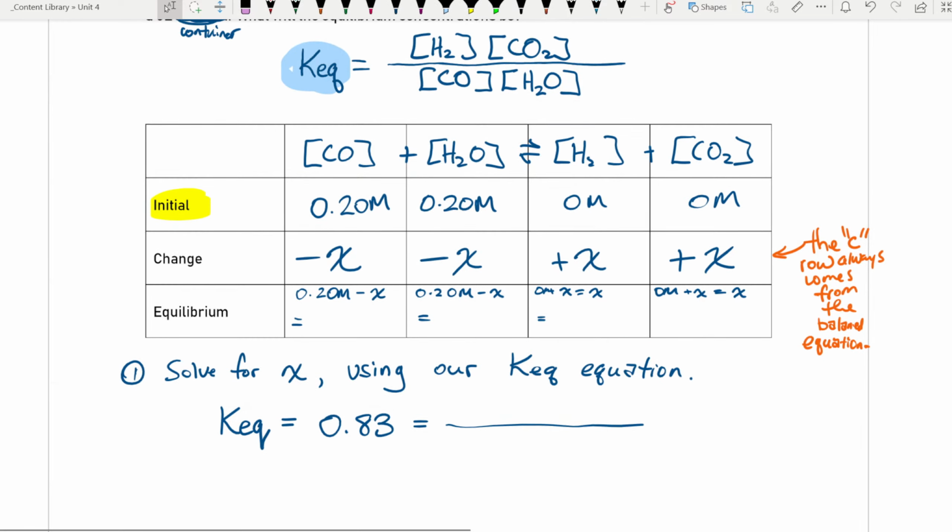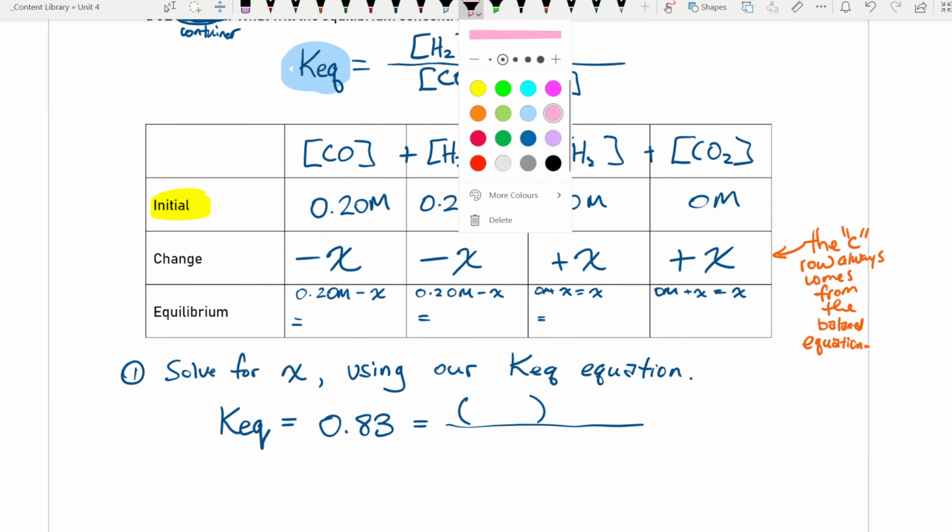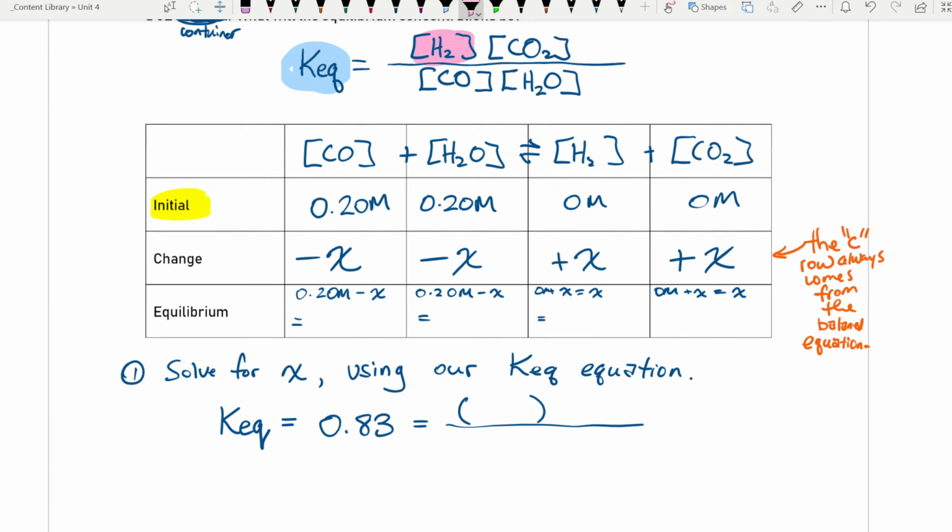What's it equal? Well, let's just... So the first thing it equals is the concentration of H2, right? Well, what's the concentration of H2? 0.20 molar minus X. And I'm going to give you permission. You know what we can do here? We can ignore units.